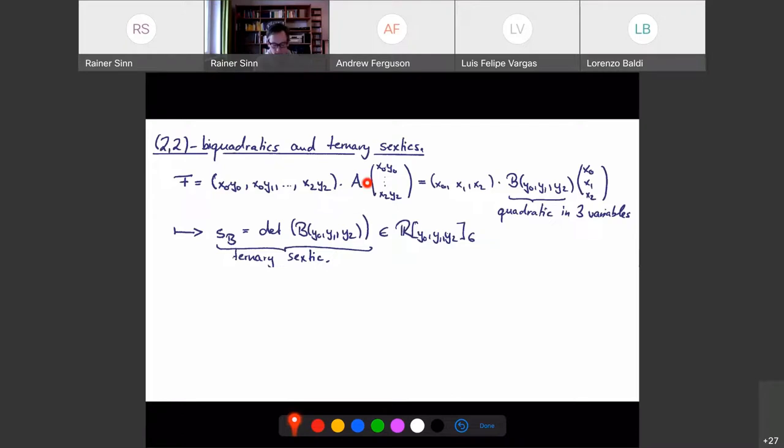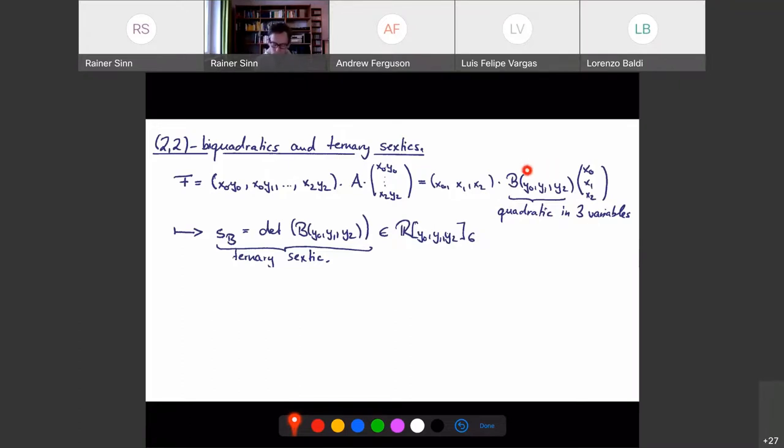So this is a 9 by 9 matrix. This is one way to make the biquadratic. The other way is the quadratic matrix polynomial way. We make this a matrix polynomial in y by separating out the variables in x. So this is a 3 by 3 matrix whose entries are polynomials of degree 2 in y.